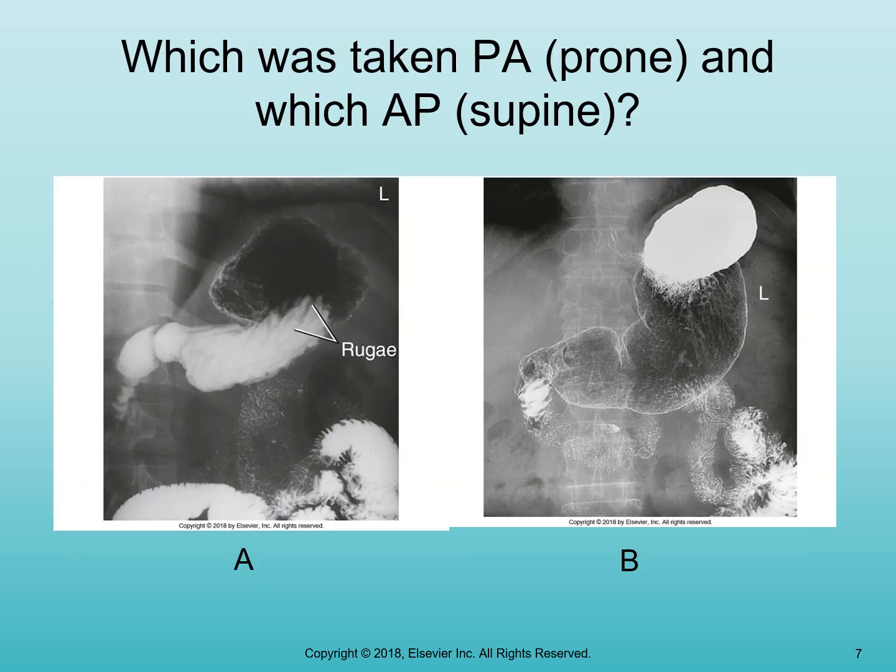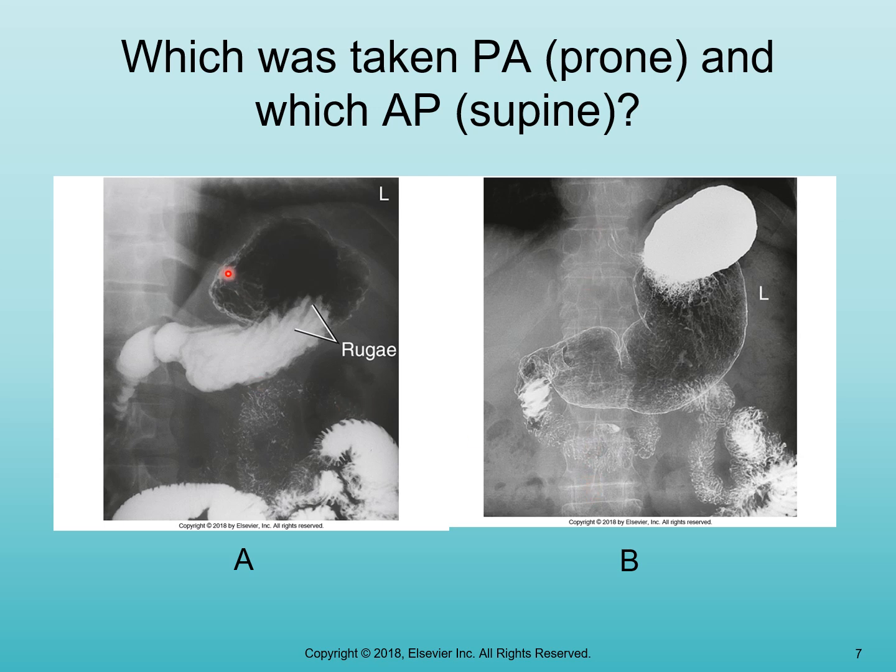So when we look at the images here, they're asking out of this A or B, which one was taken prone and which one is supine. So if you remember from the last slide, when a patient is supine, the fundus is full of barium, and when they're prone, the fundus is full of air, okay, because it sits superior and posterior. So the one where the fundus is full of barium is this one right here, which means in this picture, the patient was lying on their back or in an AP position.